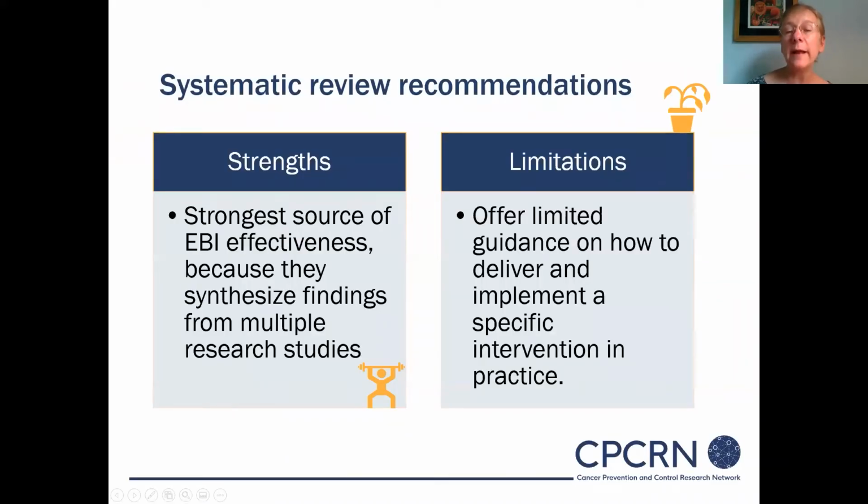Okay, so with systematic recommendations, as I mentioned before, they're the strongest source of evidence for an EBI's effectiveness because they synthesize findings from multiple research studies. However, they often provide only limited guidance on how to do the systematic review recommendation in practice. And so this is where you might take a systematic review recommendation and combine it with something you've learned from your colleagues that they've done that works well, where the colleagues' report provides you more practical guidance on how to do the systematic review recommendation in practice.